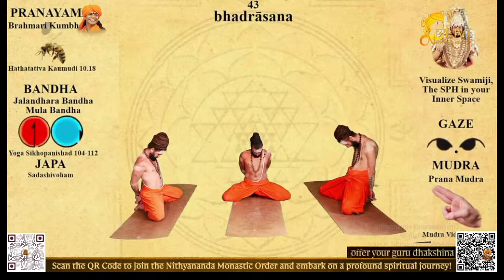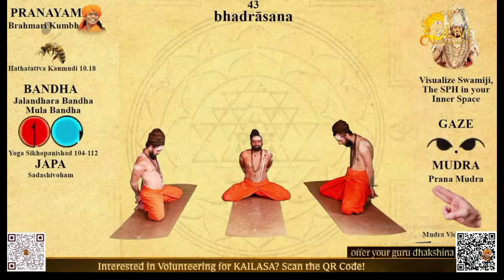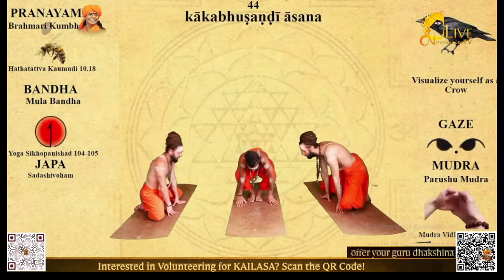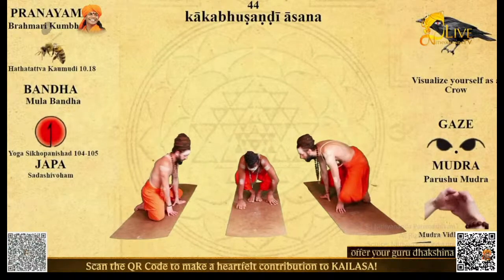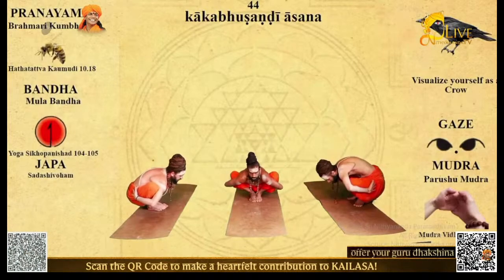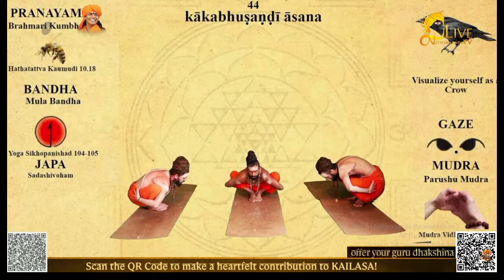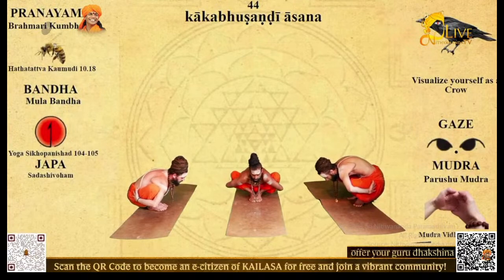Now the next asana is Kakabhusandi Asana. Now squat the feet on the ground, knees apart. Now wrap the hands around at the back, holding fingers interlocking. Now gaze to the nose. Visualize Guru in your space as you engage Mula Bandha, and the pranayama is Bhramari Pranayama.